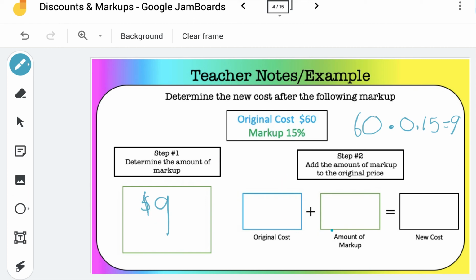So now to get the final cost, what we're going to do is put the original cost here, so it's 60. And then we're going to add the markup, which is 9. And then we get a total of $69. And that's the new cost.